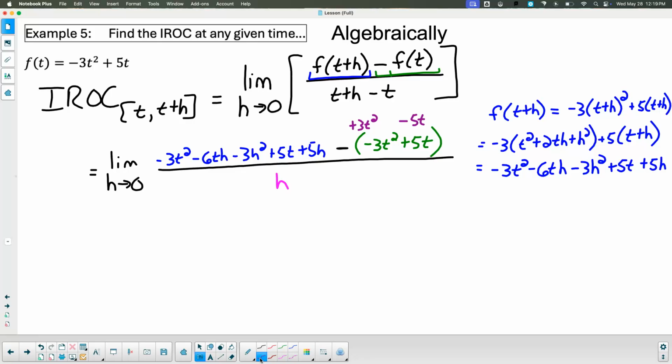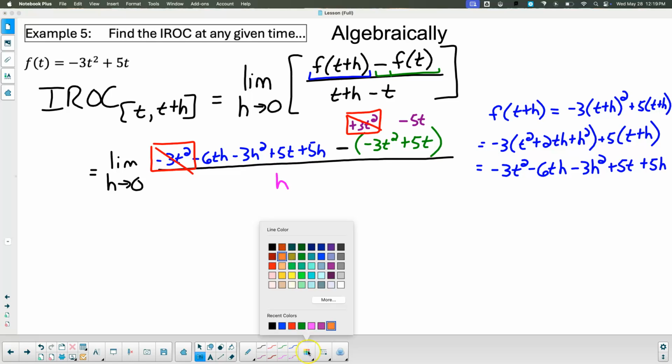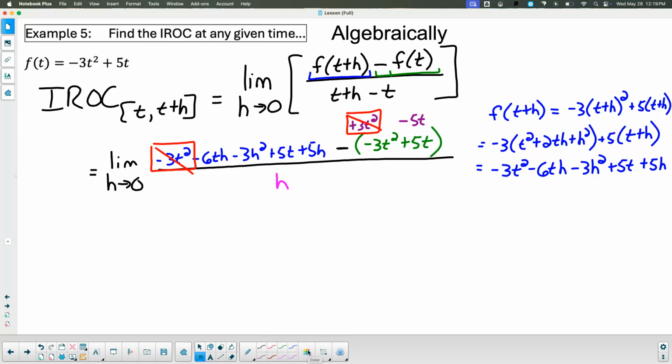Now, what do we got here? Well, I've got a negative 3t squared there and a positive 3t squared there. What happens to those two? They cancel each other out. So that one's gone, and that one's gone. I've got a positive 5t there and a negative 5t there. What happens to those two? Those cancel each other out too.